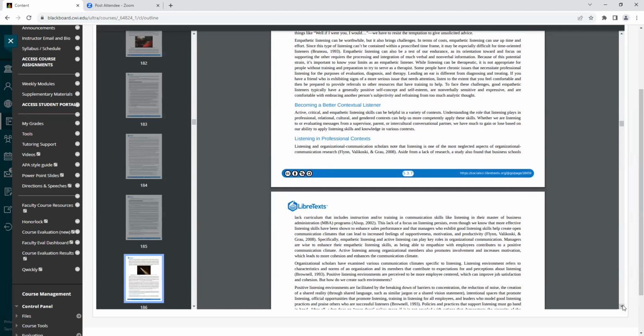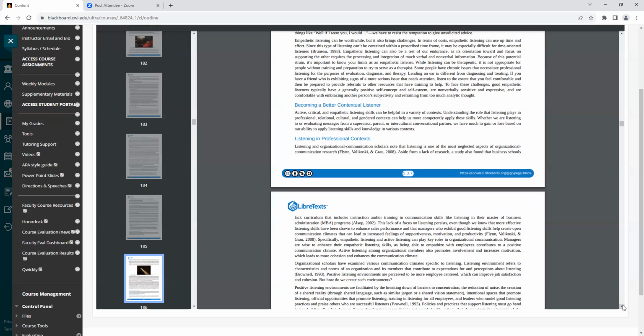Empathetic listening can be worthwhile, but it also brings challenges. In terms of costs, empathetic listening can use up time and effort. Since this type of listening can't be contained within a prescribed time frame, it may be especially difficult for time-oriented listeners. Empathetic listening can also be a test of our endurance, as its orientation toward and focus on supporting the other requires the processing and integration of much verbal and nonverbal information.